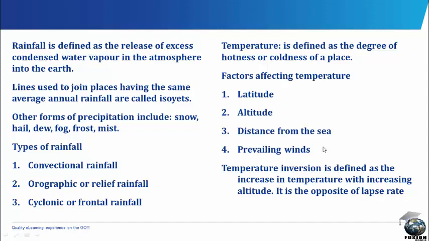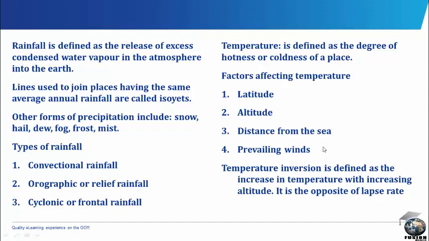Temperature is defined as the degree of hotness or coldness of a place. It varies from place to place. Factors affecting temperature include: 1. The latitude. 2. Distance from the sea. 3. Altitude. 4. Prevailing winds. 5. Length of day, and 6. Ocean currents. Effect of altitude on temperature.